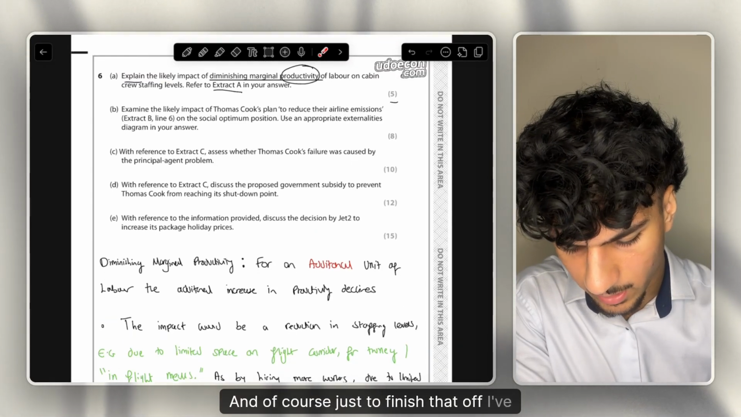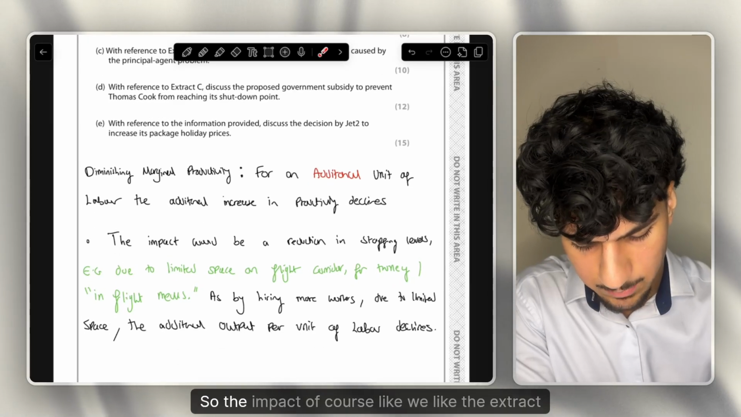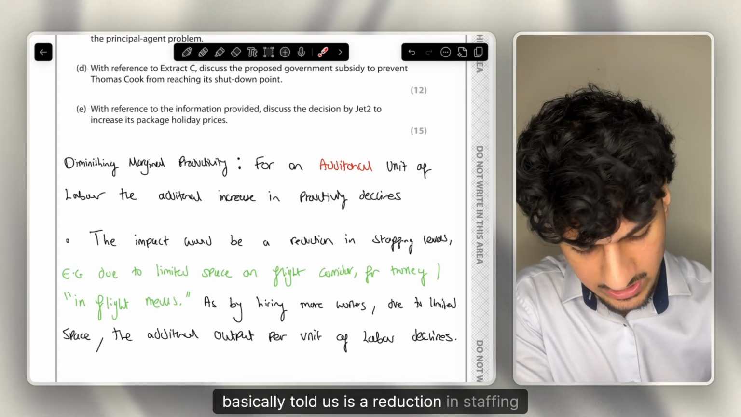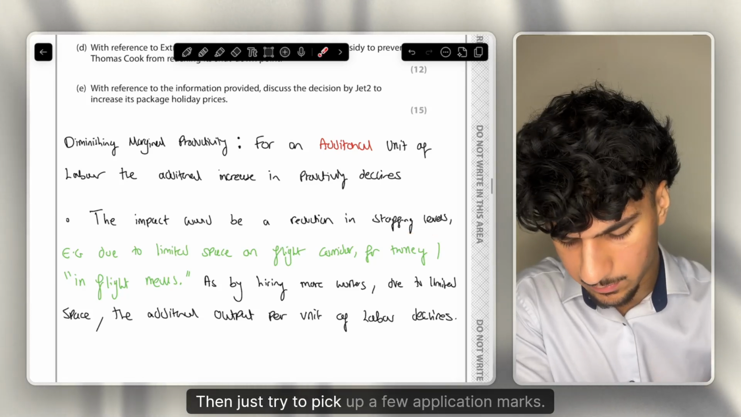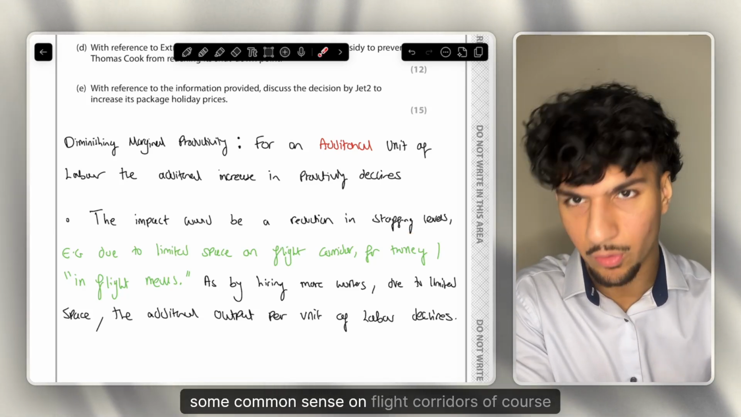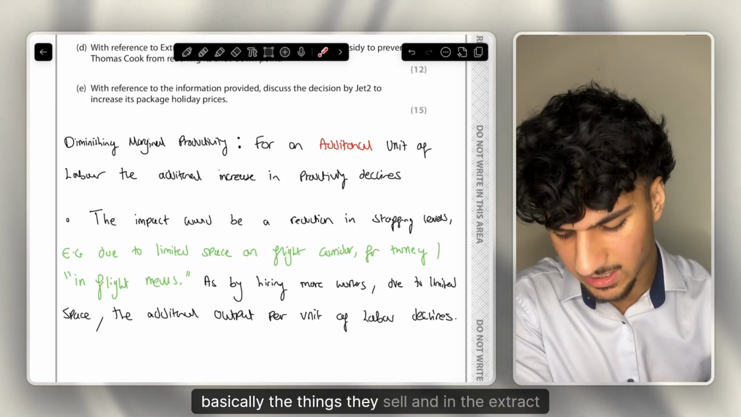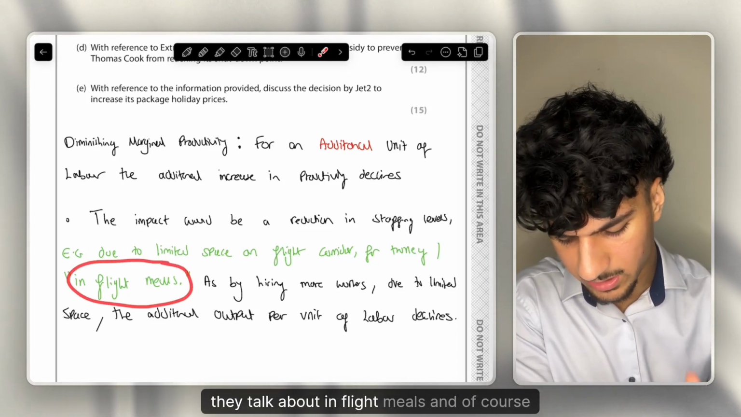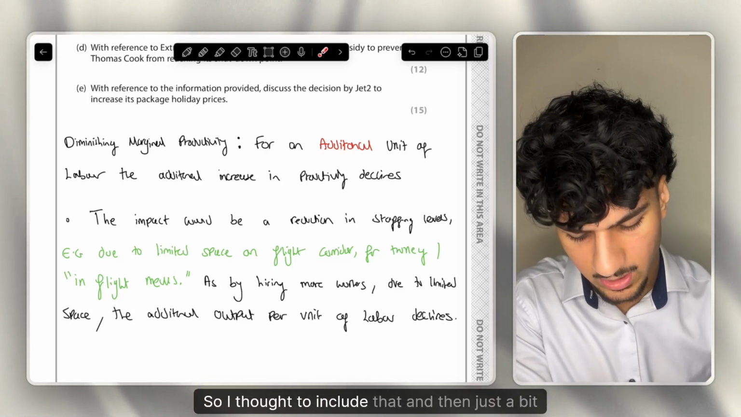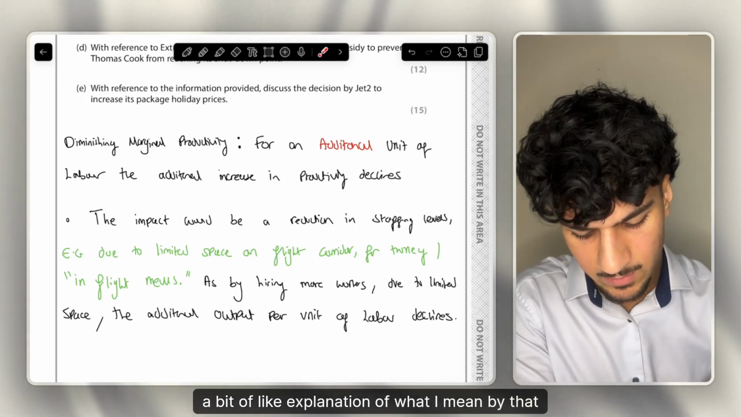And just to finish that off, I've explained the impact of this diminishing marginal productivity. The impact, like the extract basically told us, is a reduction in staffing levels. Then I try to pick up a few application marks. And why is that? Again, just common sense: on flight corridors there's limited space for the trolley, for the things they sell. In the extract they talk about in-flight meals, and they bring that on the trolley as well, so I thought to include that. Then just a bit of analysis, an explanation of what I mean by that.